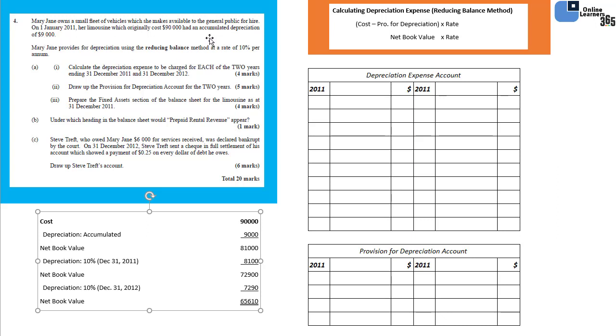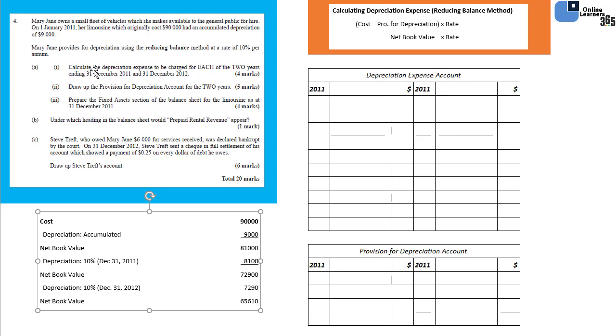If you're wondering about the accumulated depreciation, that is just another word for provision for depreciation. That really is the total of all depreciation on the item to date. Mary Jane provides for depreciation using the reducing balance method at a rate of 10% per annum.